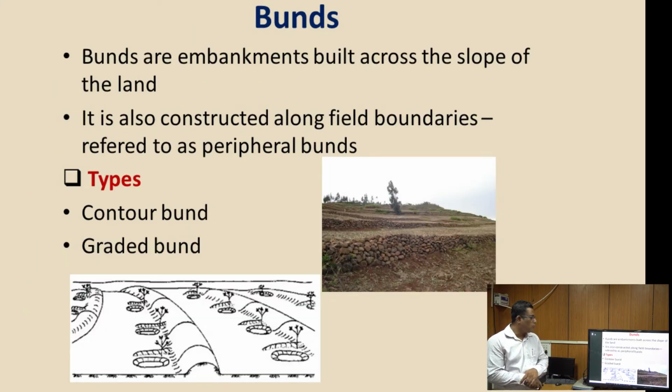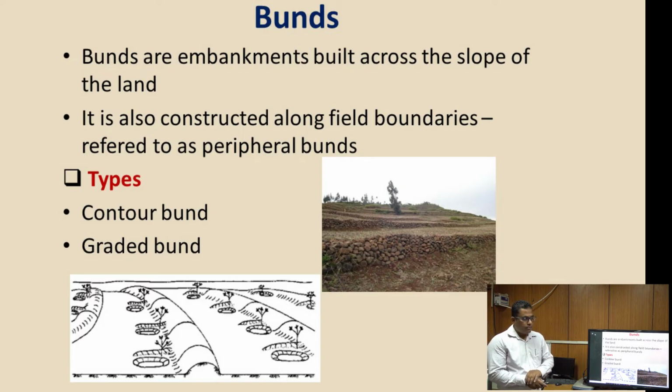Built across the slope of the land, and it is constructed along the field boundaries. Sometimes, since the farm holdings here in our area are very small, and in patches, not at one place, the field boundary of the farmer's field is also converted into bund. Such a type of bund we call a field bund or peripheral bund.